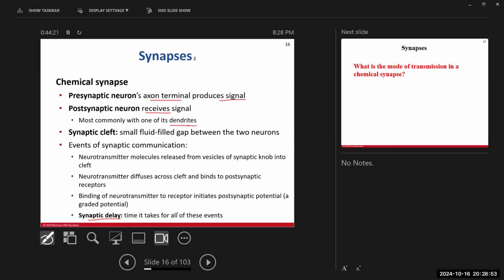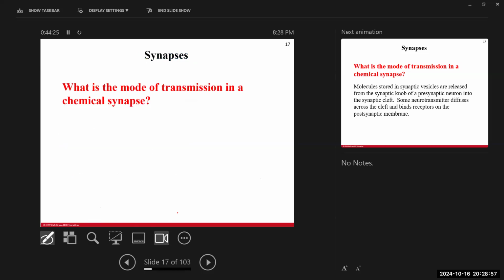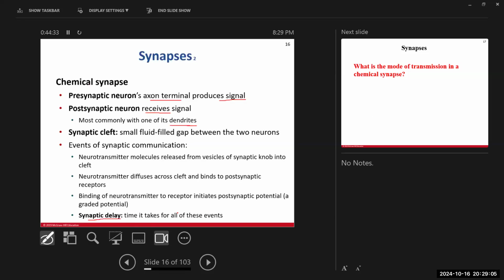So, question for y'all. What is the mode of transmission in a chemical synapse? Basically, the answer is all this stuff here.